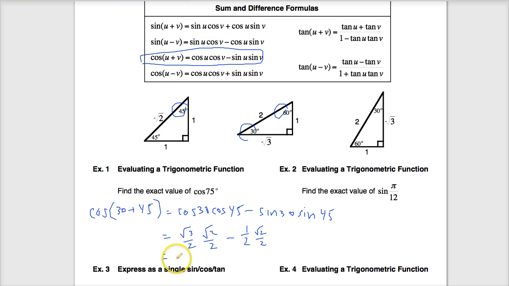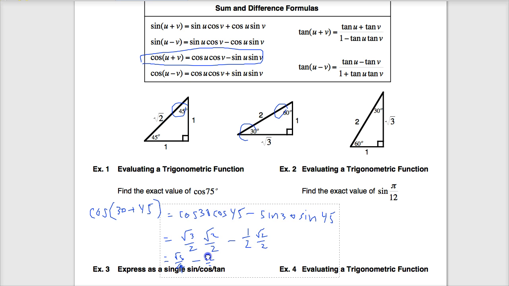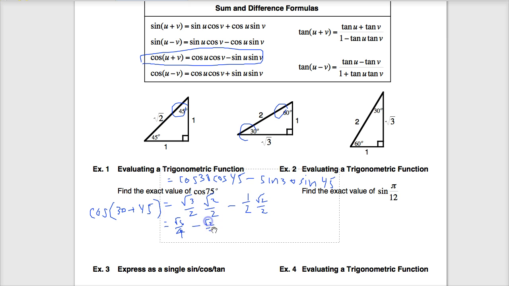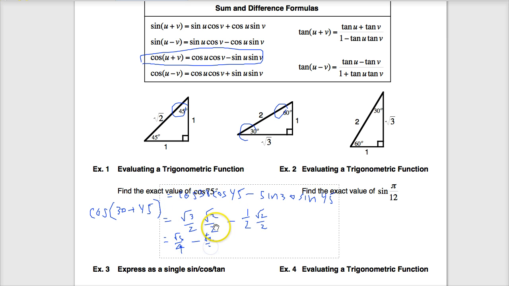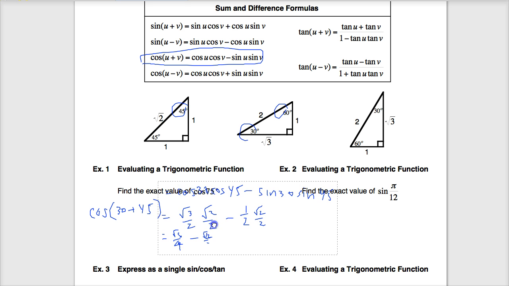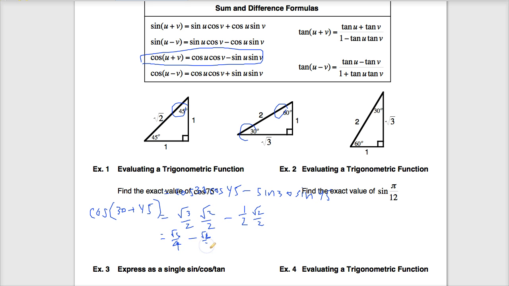Radical 3 times radical 2 is going to be radical 6 over 2. And here I get radical 6 over 4. So I'm multiplying. And this one I'm going to get radical 2 over 4. And now I'm running out of space. Let me just move this up. Radical 2 over 4. Okay. It says I have radical 6 over 4, and I'm subtracting radical 2 over 4. I have the exact same denominator, so I could just combine them. And my answer is going to be radical 6 minus radical 2 all over 4.